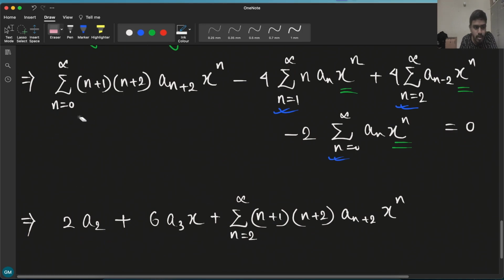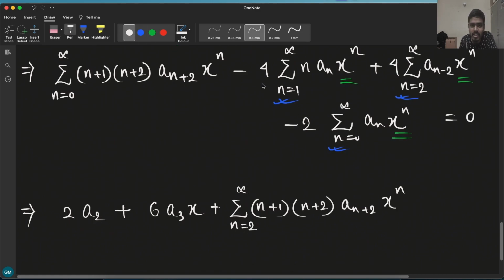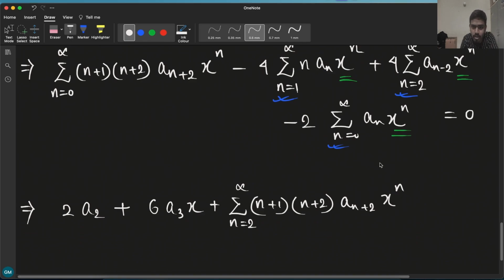Good. Now let's look at the second series. The second series is starting from n equals 1, but we want to start all the summations from n equals 2. So let's separate out the n equals 1 term. If I put n equals 1, it will be minus 4 a1 x. And all the other terms will be minus 4, sum from n equals 2 to infinity, n a n x to the power n. Good.